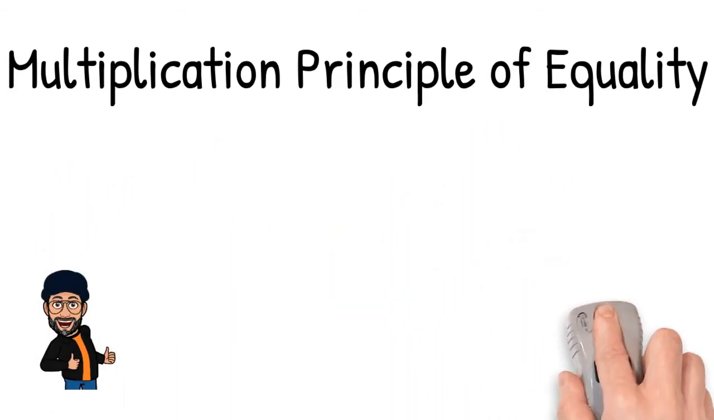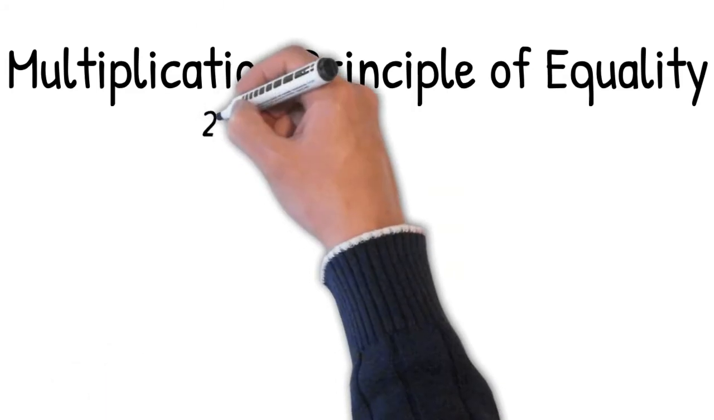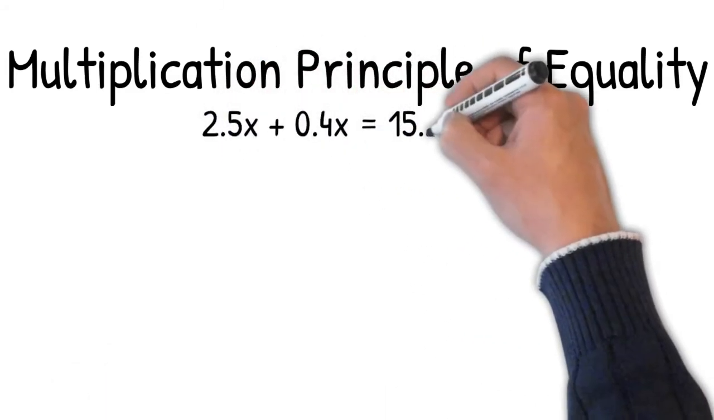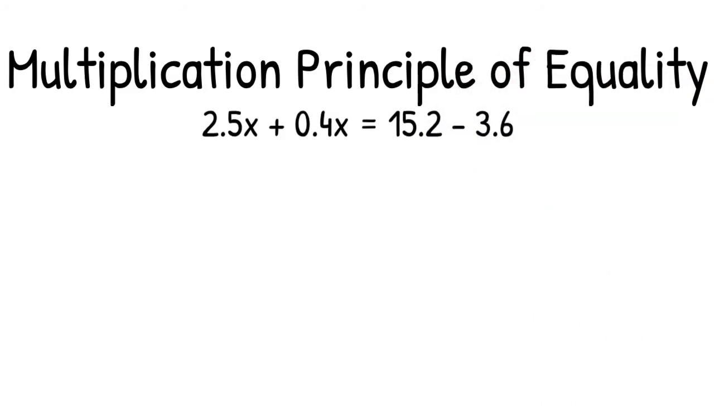Hey, let's try one more equation, just a little harder. 2.5x plus 0.4x equals 15.2 minus 3.6. The first thing that you should do when you start to solve an equation, always simplify both sides of the equation. In this case, combine like terms.